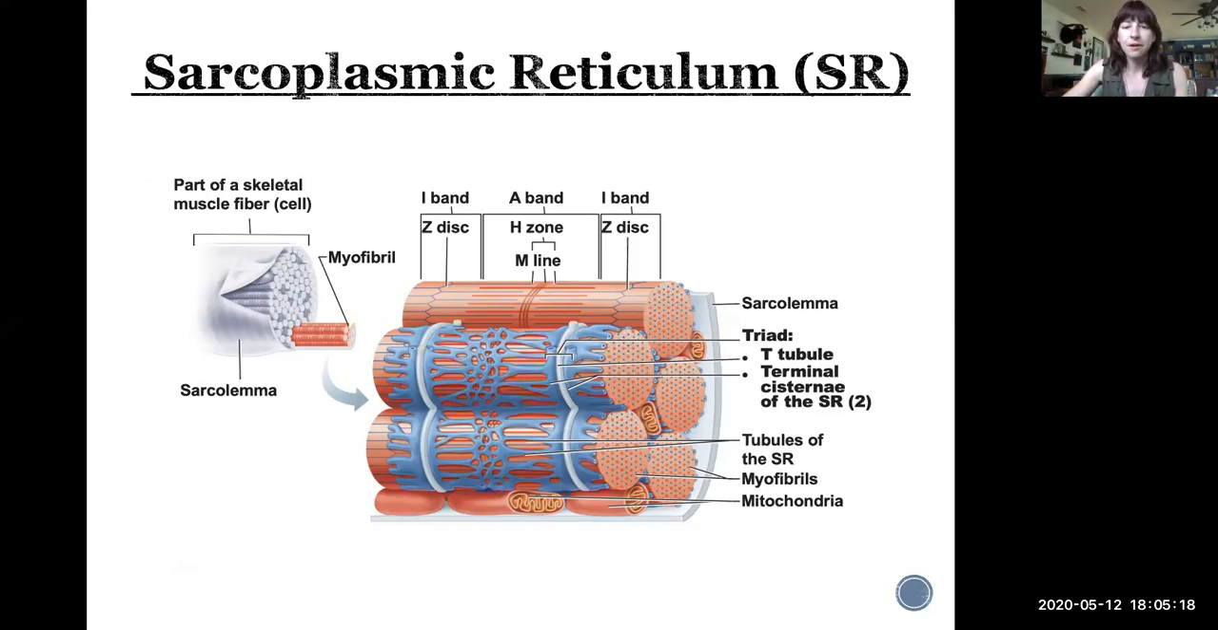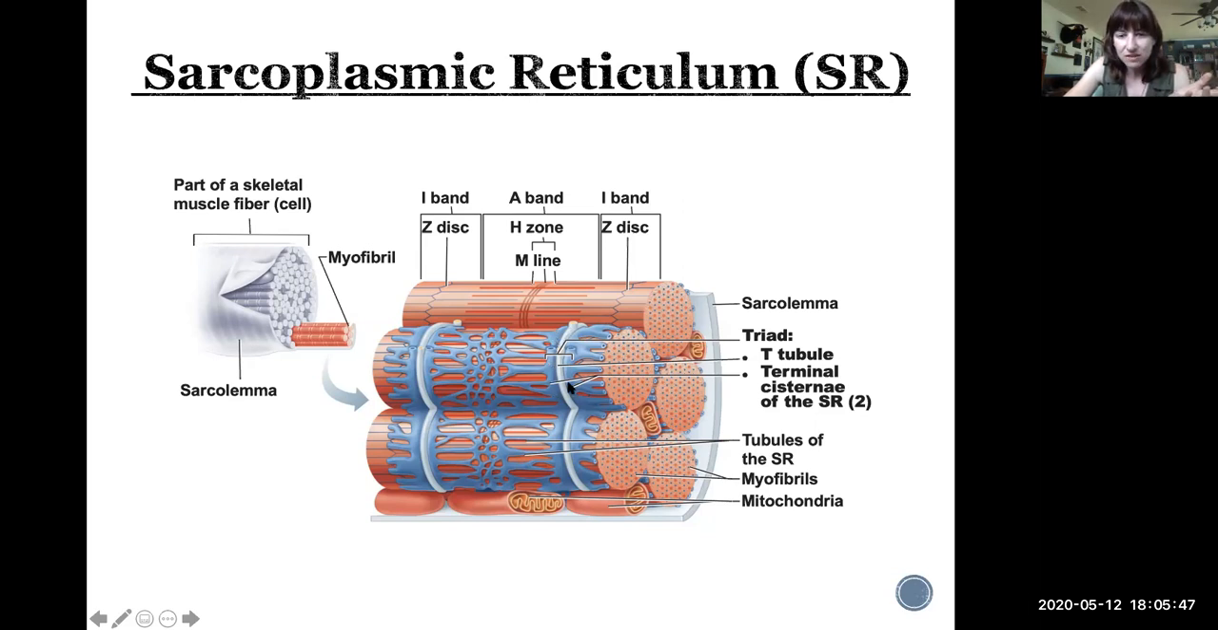So it's a difference in charge between one side of the membrane and the other side of the membrane. So it's almost like a domino effect. As the signal comes down, it alters that electrical gradient from either side of the membrane that is like the tube, that is the T-tubule.